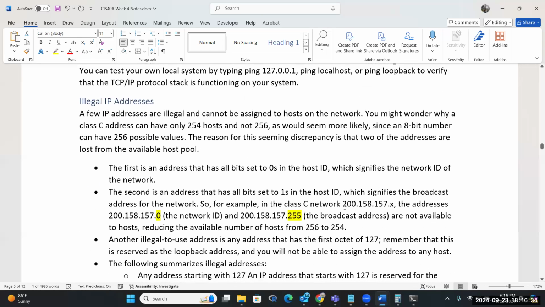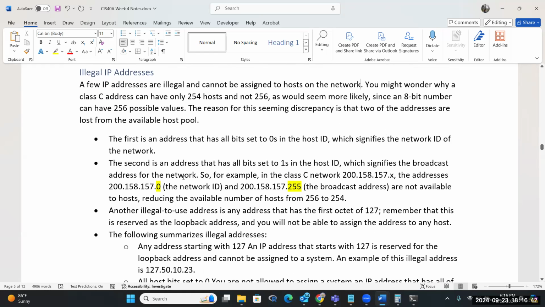Okay, so there are some illegal IP addresses that cannot be assigned on the network. Things with the host ID that ends with 0 or 255, we do not assign. That's not used. 0 is used for network, and 255 is used for broadcast. So for each of your segments, or the group of IP addresses that you use, your subnet, there are two IP addresses that are often reserved. One is for the network and one is for the broadcast.